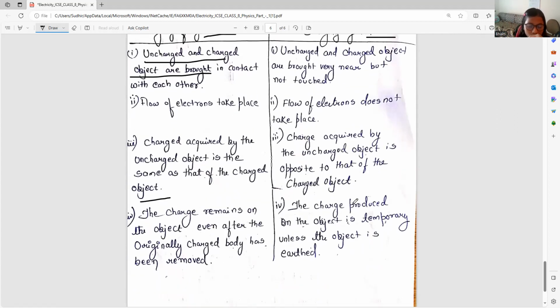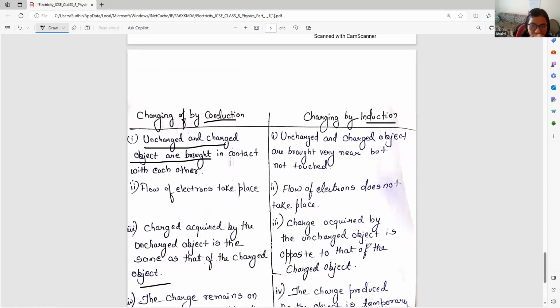The charge produced on an object is temporary unless the object is earthed. Means the charge is temporary. When the object is touched to another object, the charge will move on and it will lose the charges. So this was the difference between charging by conduction and induction.